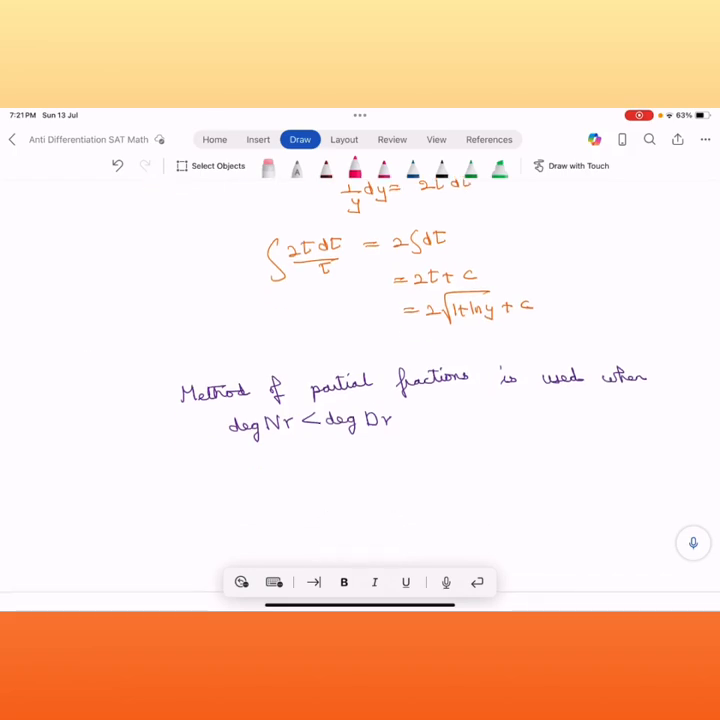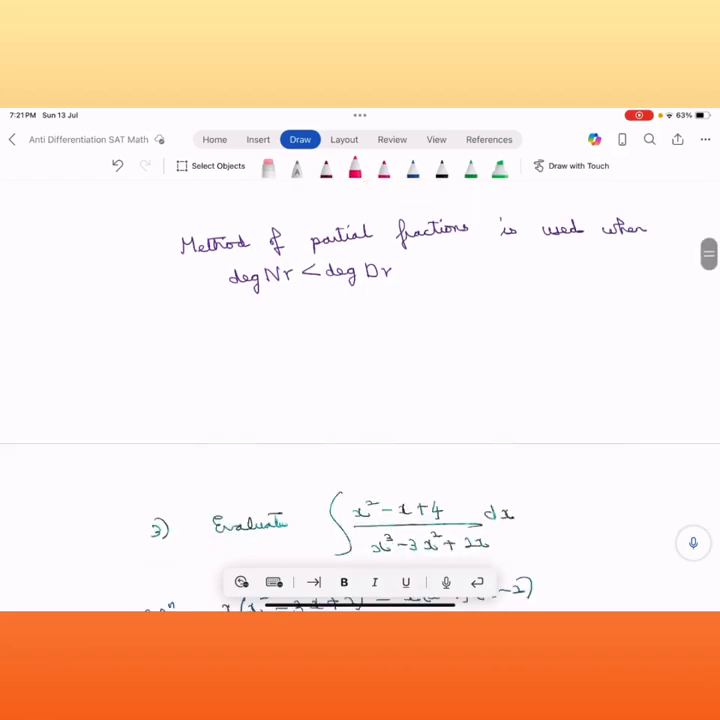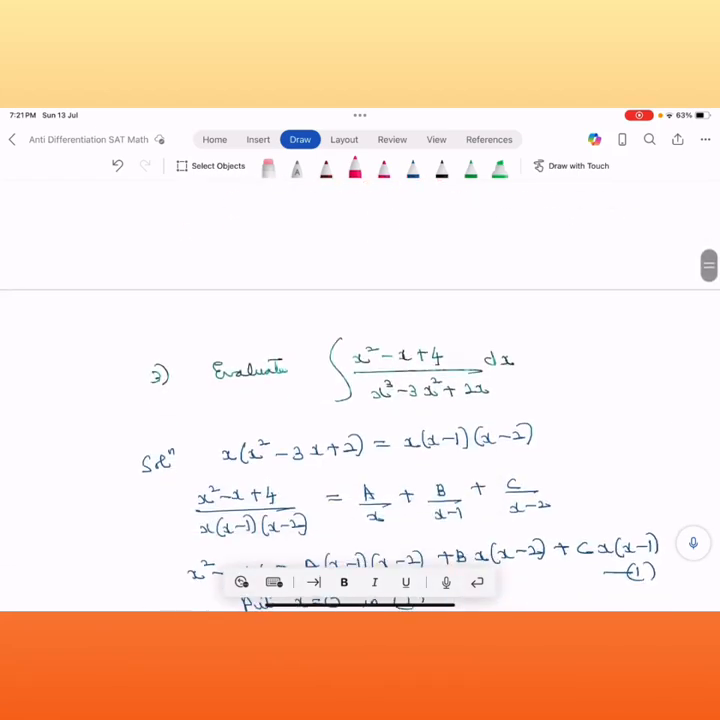Now the method of partial fractions is used when the degree of the numerator is less than the degree of the denominator. So let's see one problem on this. Evaluate integral x squared minus x plus 4 by x cubed minus 3x squared plus 2x dx. So we will factorize the denominator, take out the x and it becomes x into x squared minus 3x plus 2. And when you factorize x squared minus 3x plus 2, what do you get? x minus 1 into x minus 2. So your factors are x into x minus 1 into x minus 2.